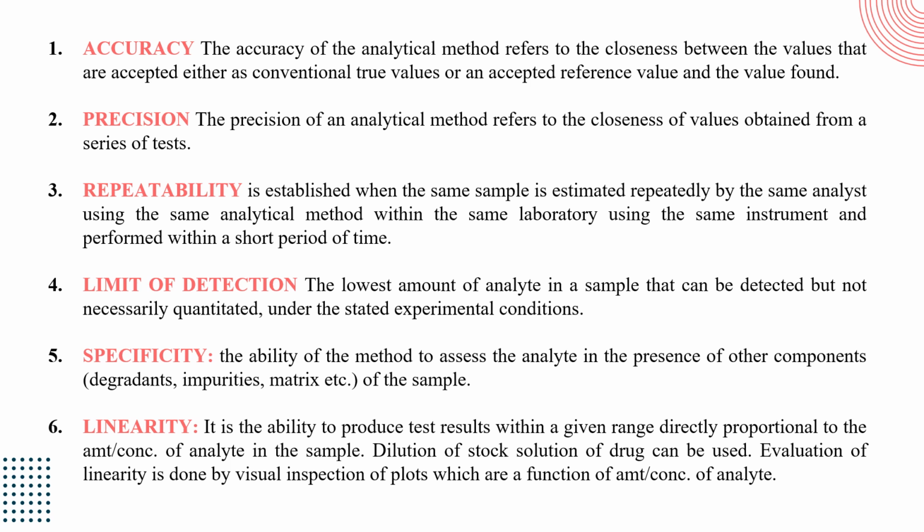The next is the limit of detection. In this method, we can just estimate the presence of an analyte, but we cannot measure how much amount of analyte is present in the sample. Next is the specificity. Specificity is the ability of the method to detect the presence of an analyte even when other components like impurities and degradants may be present in the sample. Next is the linearity. The linearity is the ability through which we can produce the test results.